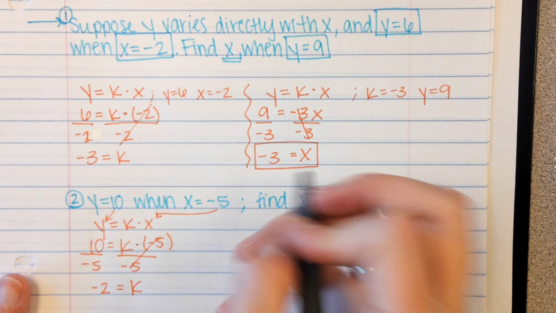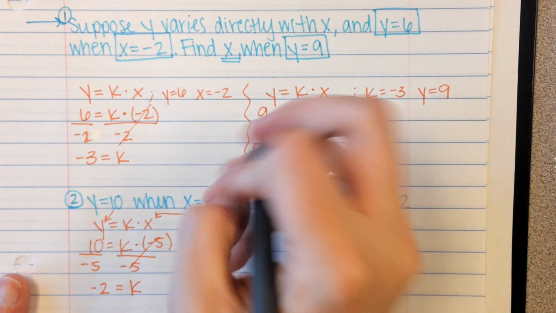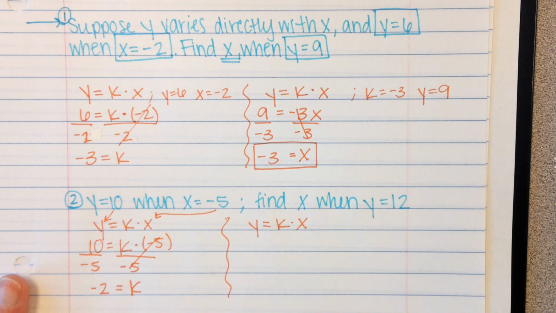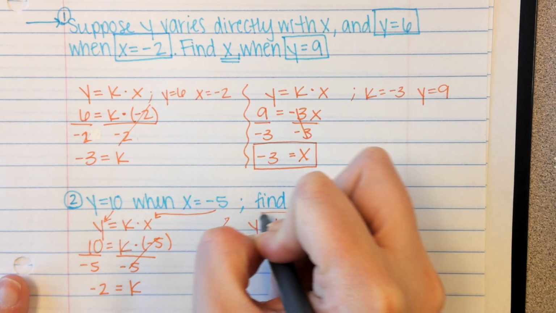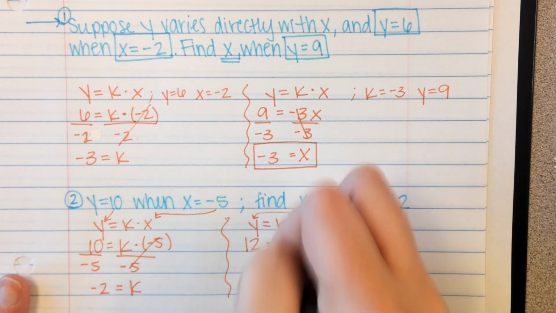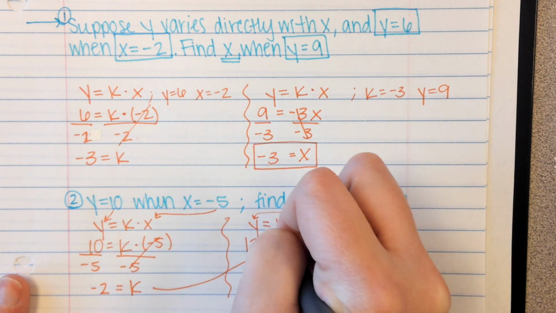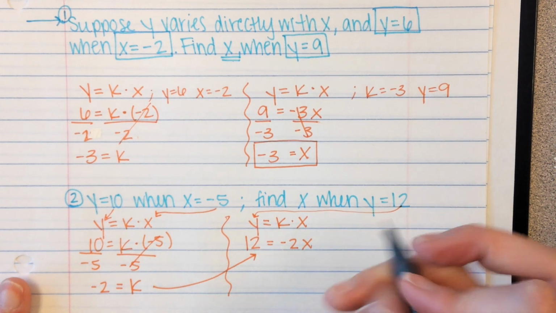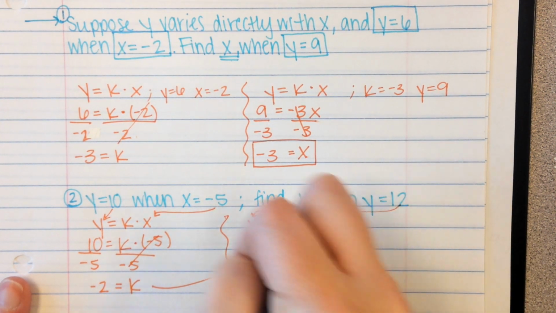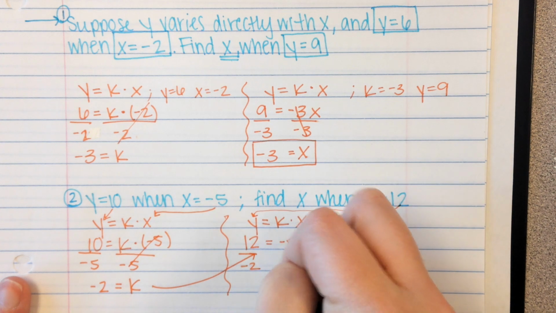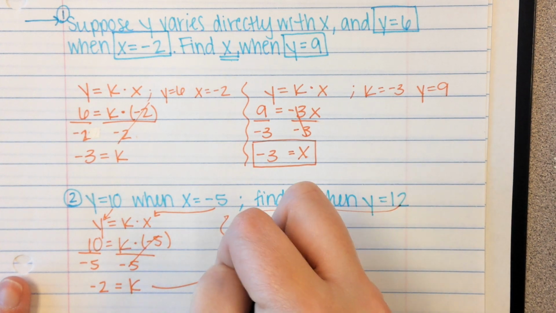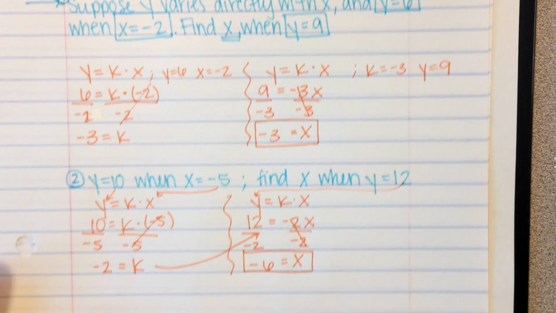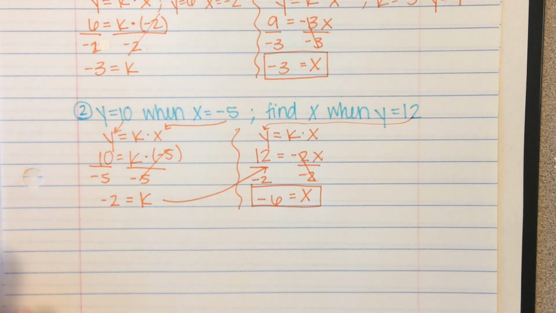Okay. Now, I'm going to draw a little line because I'm going to do something very similar over here. Y equals k times x. This time, I know that y is 12. I know that k is negative 2, and I don't know what x is. So how do I get x by itself? We divide by negative 2, and we get x equals negative 6. And that's our final answer.